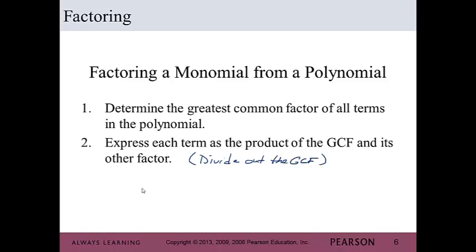And when I do that, I'm going to have the following result. I'm going to write the GCF on the outside of my parentheses. So GCF, open a parentheses, and then you need to tell me what is left over or what is still remaining. And that's the concept of dividing.